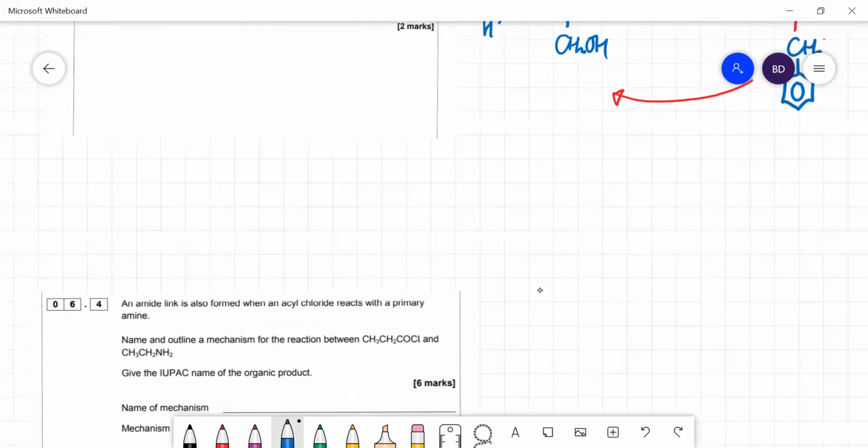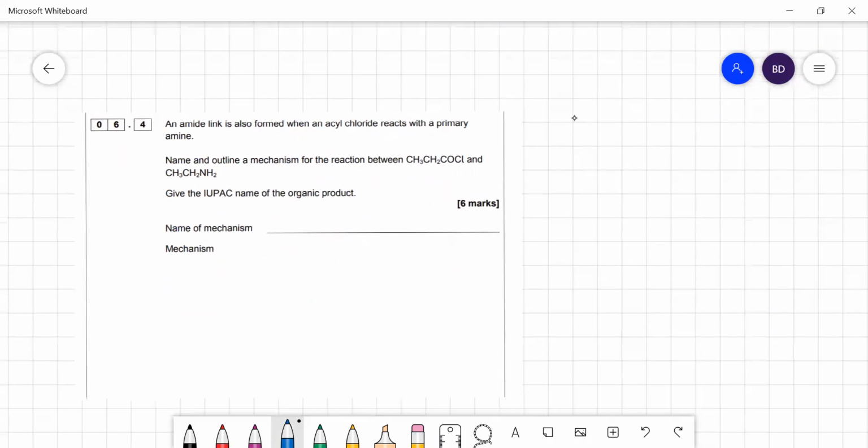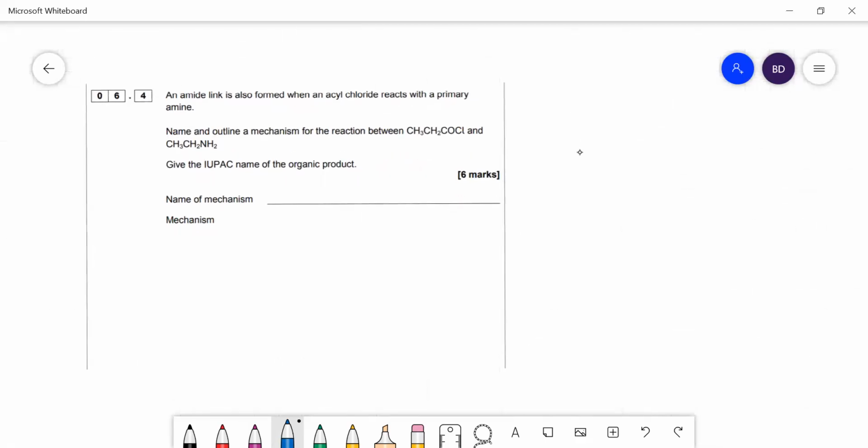Okay, 6.4. Right, so this is a recall question. Okay, of a mechanism. An amide link is formed when acyl chlorides react with a primary amine. Name and outline a mechanism for the reaction. Okay, and give the IUPAC name for the product and the name of the mechanism. Well, the name of the mechanism is nucleophilic addition elimination.